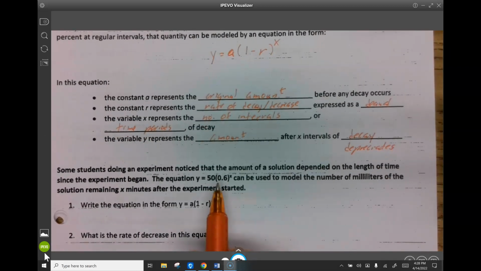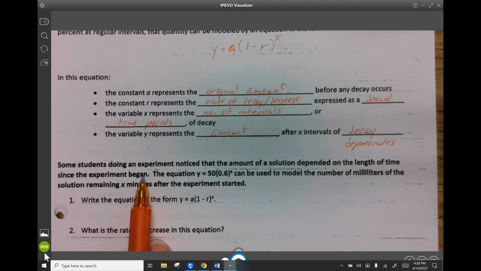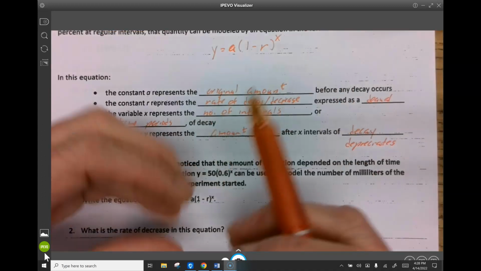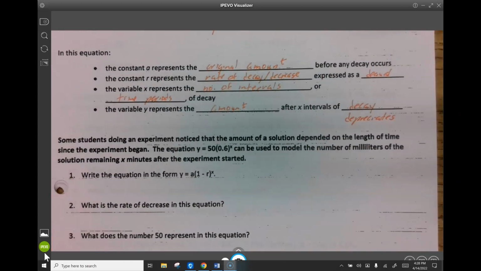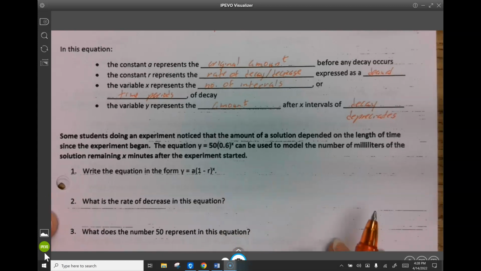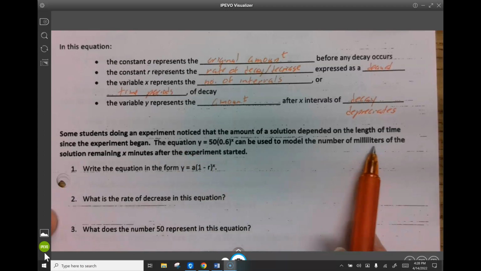Some students doing an experiment are looking at the amount of a solution dependent on the length of time since the experiment began. This equation. Now, this happens a lot with cells. Cells decay or grow, and so in science you'll use this even more. Check with your science teachers and you'll probably hear it. Okay, so here's our equation. It can be used to model the number of milliliters.